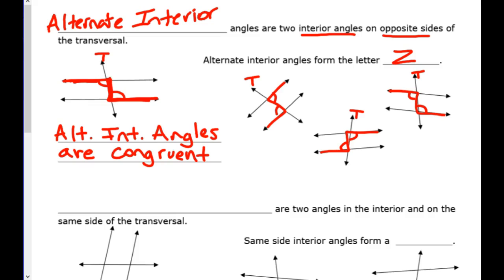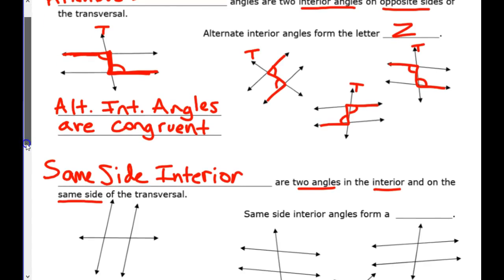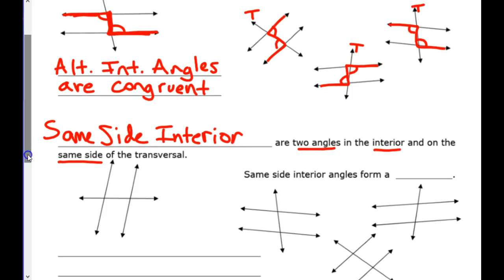Our next one, it says blank are two angles in the interior, just like the last one, except on this one, they're on the same side. Okay? So, instead of being called alternate interior, these will be called same side interior. They're on the same side of the transversal, but they're in between the parallel lines. Same side interior.